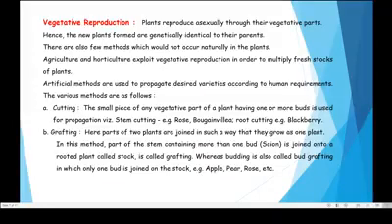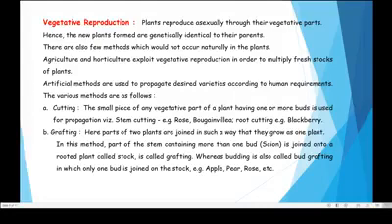So that was all about the various modes of asexual reproduction. Now one more mode of reproduction is there, that is vegetative reproduction. So here the plant reproduces asexually through their vegetative parts. That means a part of a plant gets detached, or is artificially detached from the mother plant, and then it can grow independently. So that is vegetative reproduction.